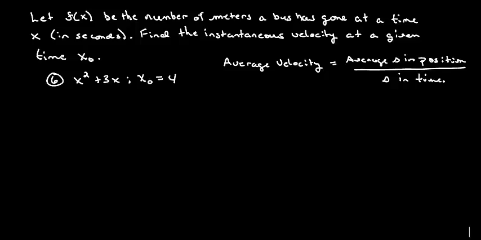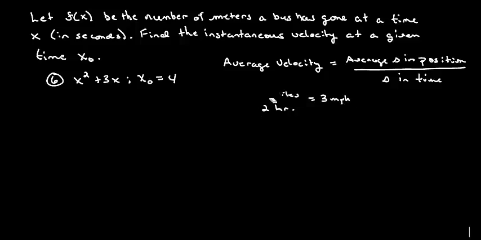Meaning, if we drive 6 miles in 1 hour, our average velocity is 6 miles per hour. If we drive that same 6 miles in 2 hours, our average velocity, or you can think about it as average speed, is 3 miles per hour.